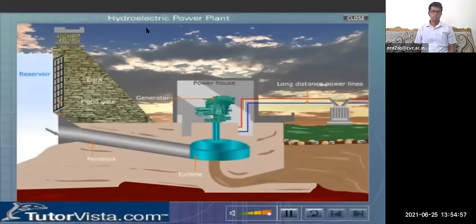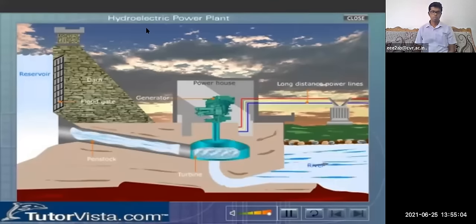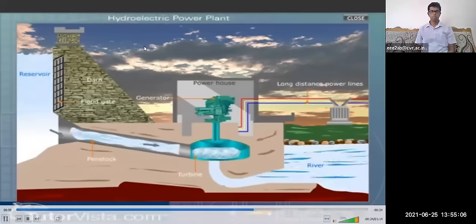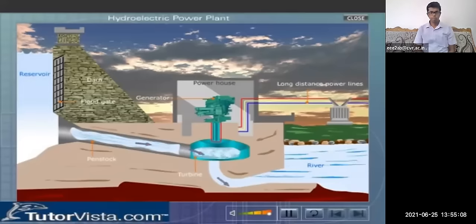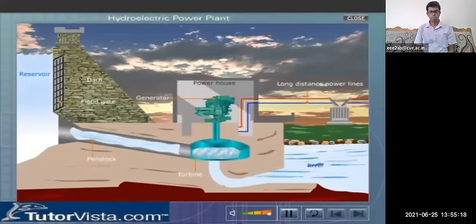Water flows through the penstock and rotates the turbine. The flowing water rotates the turbine, which is placed at the end of the penstock. The turbine, in turn, rotates the shaft that is connected to the coils of a generator. These coils are placed in between strong magnetic poles. The rotating shaft turns the coils. A change in magnetic field due to the movement of the coils results in electric current.